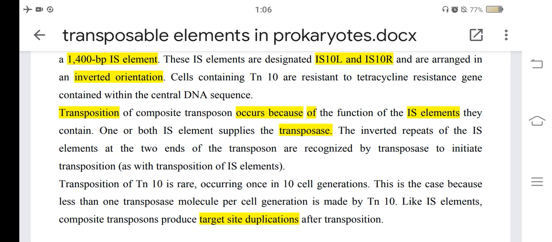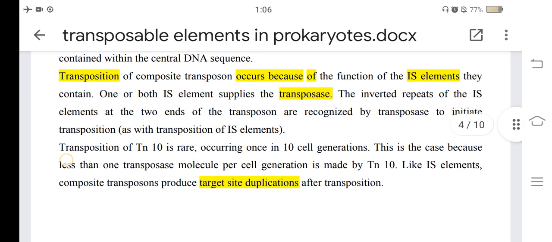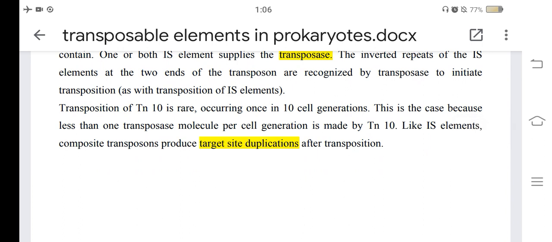Transposition of composite transposons occurs because of the functions of the IS elements they contain. One or both IS elements supply the transposase. The inverted repeats of the IS elements at the two ends of the transposon are recognized by transposase to initiate a transposition. As with transposition of IS elements, transposition of Tn10 is rare, occurring once in 10 cell generations. This is the case because less than one transposase molecule per cell generation is made by Tn10.